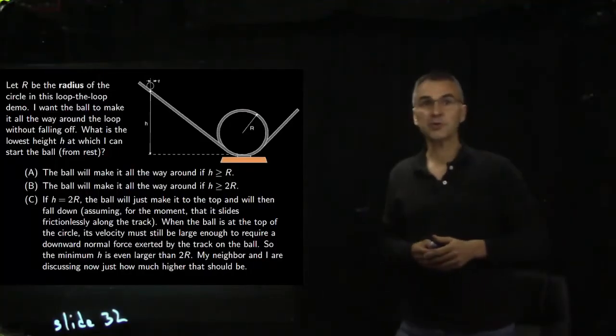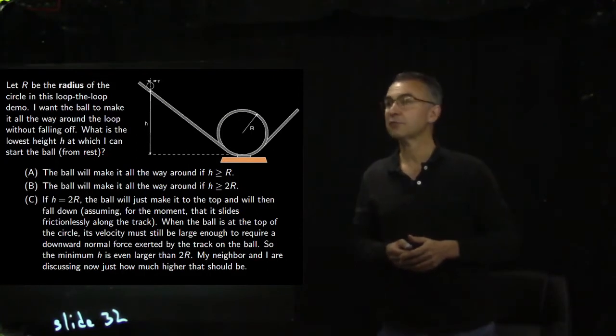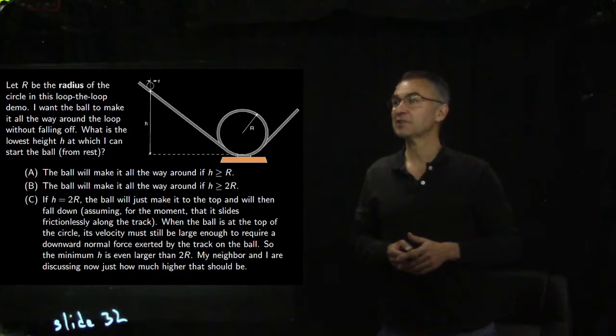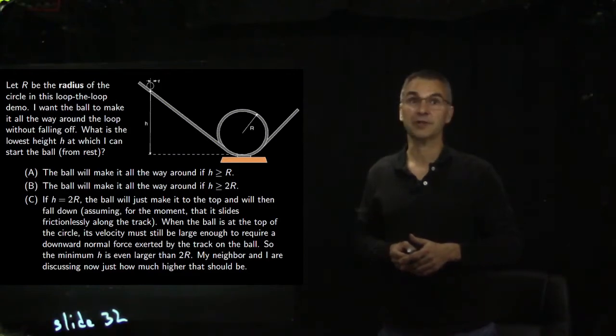Next, let's look at the loop-de-loop demo. Let r be the radius of the circle in the loop-de-loop demonstration. I want the ball to make it all the way around the loop without falling off. What is the lowest height h at which I can start the ball from rest?